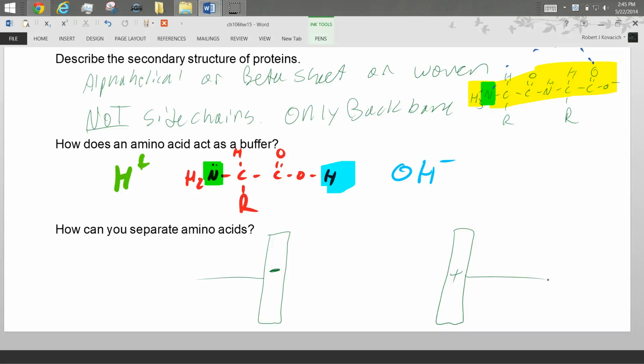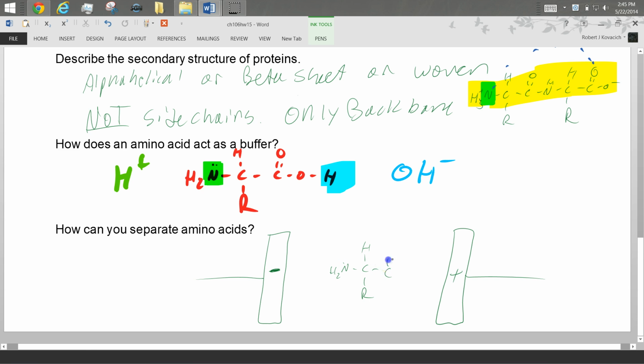So if in the solution I have a particular amino acid, okay, so there's just some random amino acid in its non-Zwitter format, and if I turned an electric field on, where would this molecule go? It would go nowhere. It doesn't have a charge, so it would go nowhere.